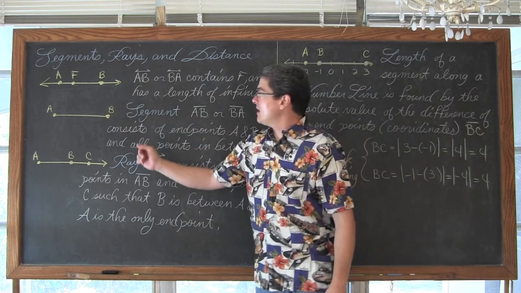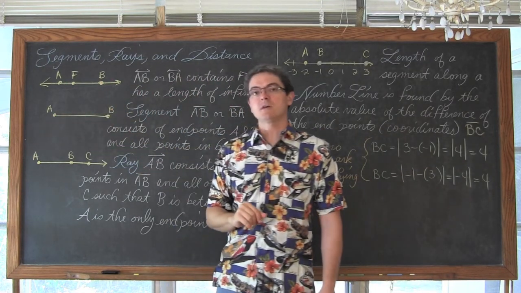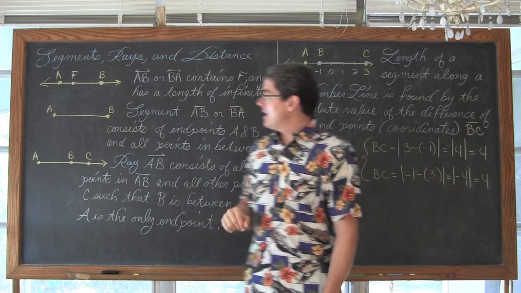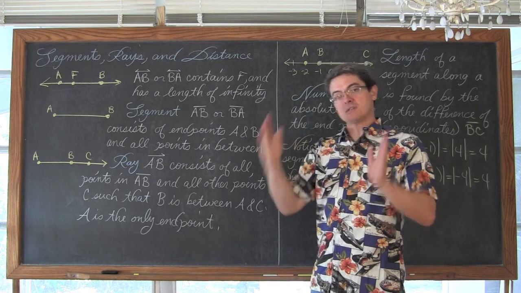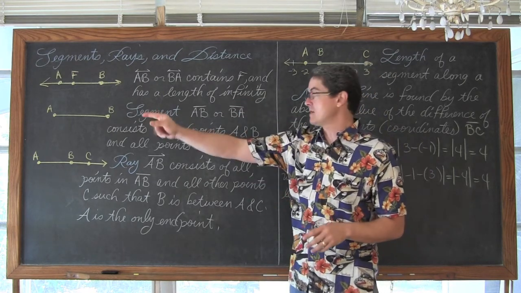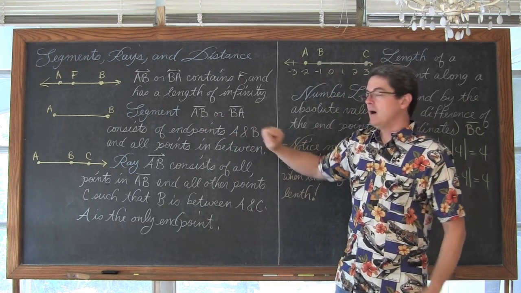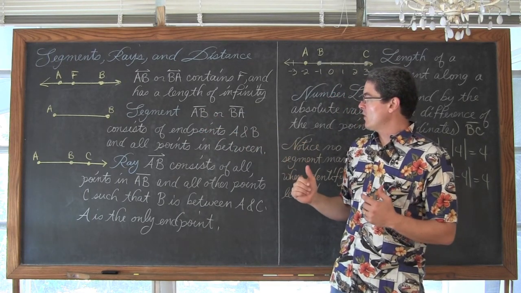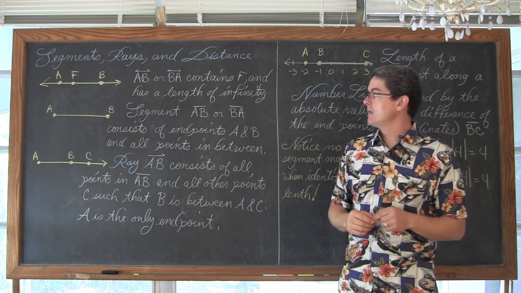Whereas if we have this line marked off and set with the endpoints of A and B, and not have those arrows indicating that it extends forever, it just stops. It's a set length. It starts at A and ends at B, or starts at B and ends at A. Segment AB or BA consists of endpoints of A and B and all of the points in between.